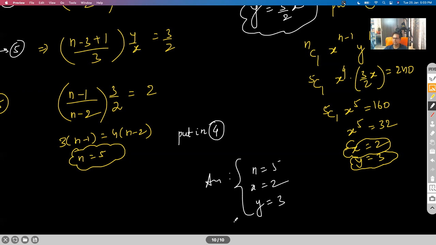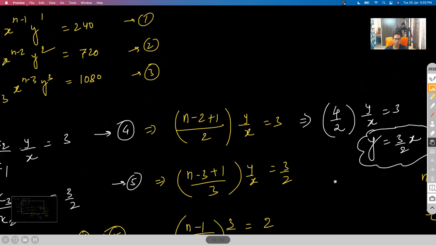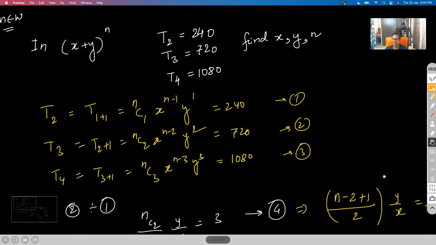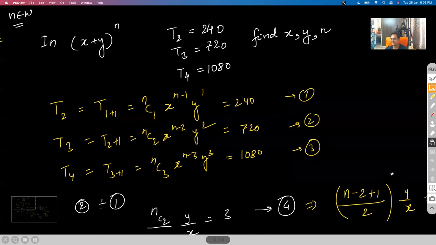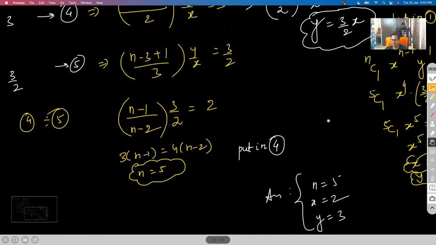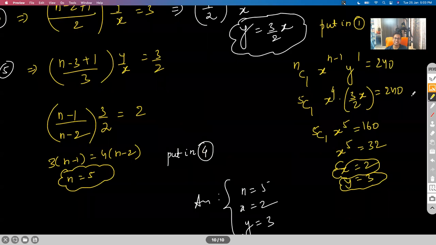Okay. So this is a very, very basic type of question, and it comes a lot in your competitive exams also. But this is not a JEE main type of question. You can count this as a regional entrance exam type of question. So with this, we are now going to start with our binomial coefficient series questions. Okay, so let's start binomial coefficient series.